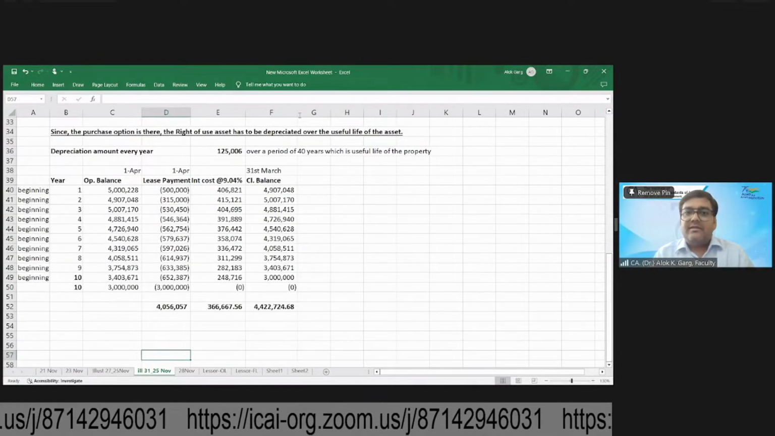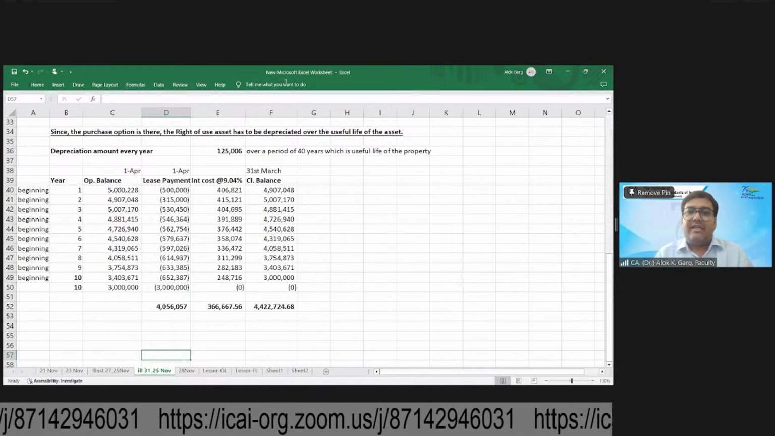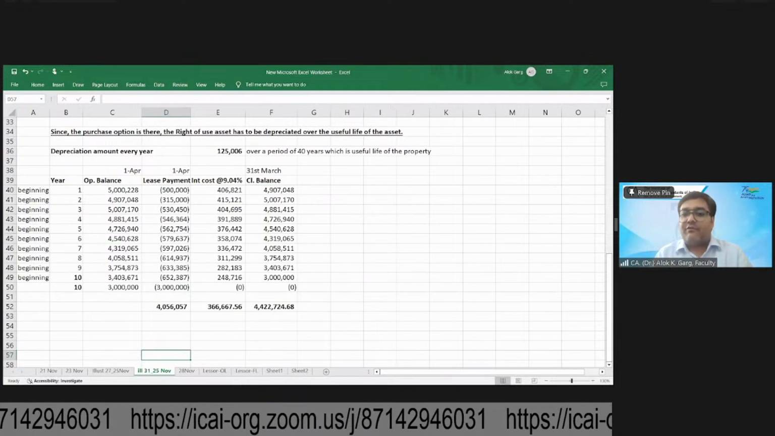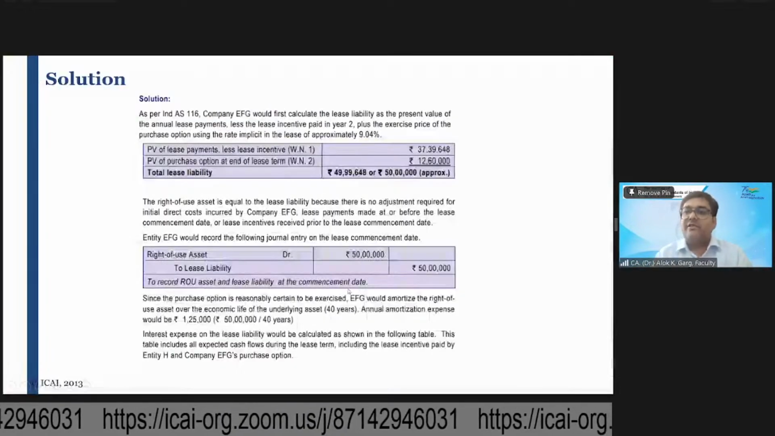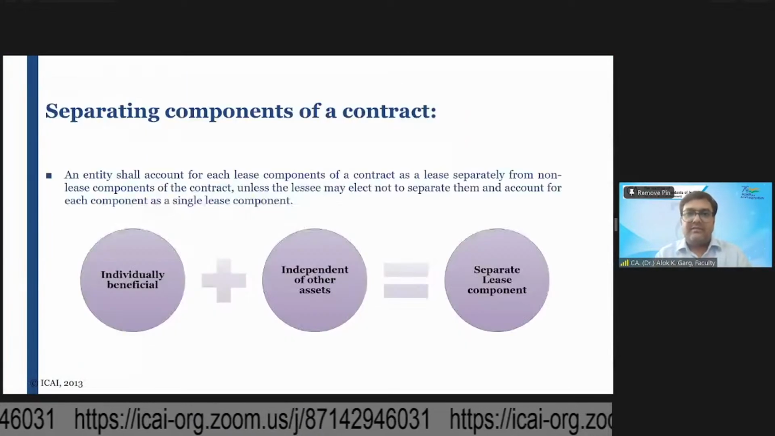Yes. So we have discussed this question as well, where the depreciation is for the full life, but the lease liability is for the year. Correct? We have discussed this question.